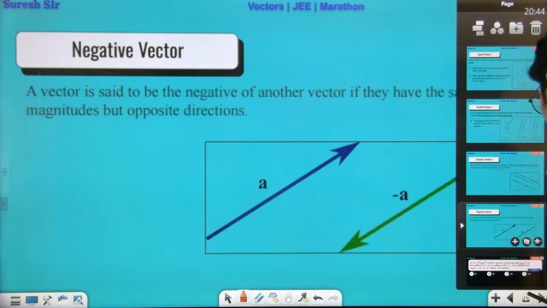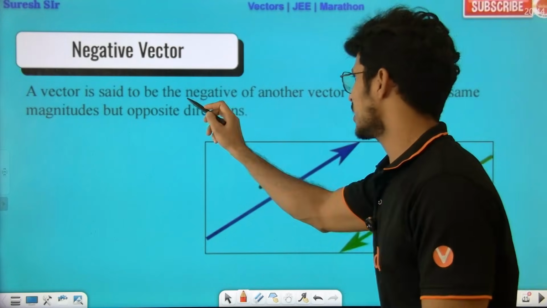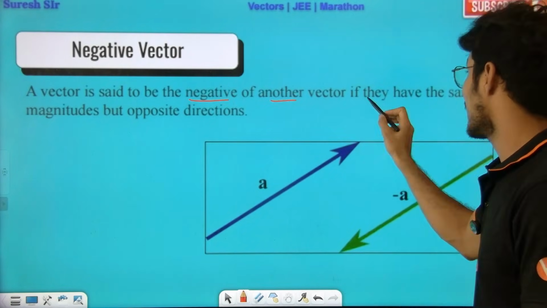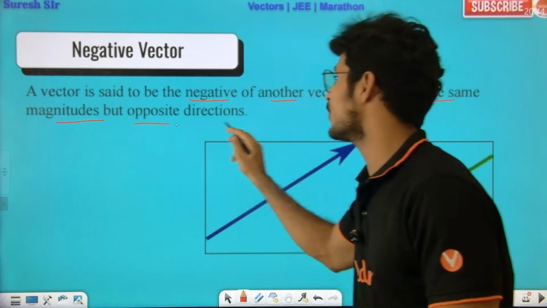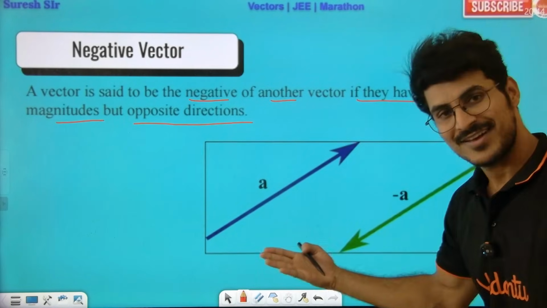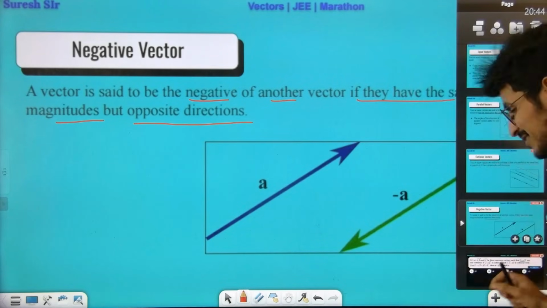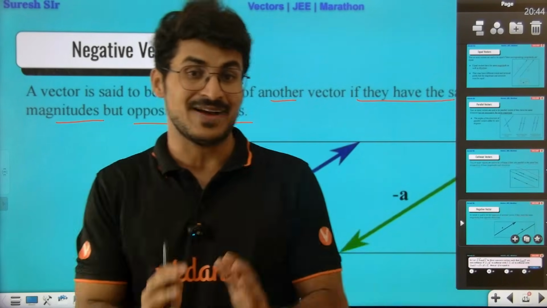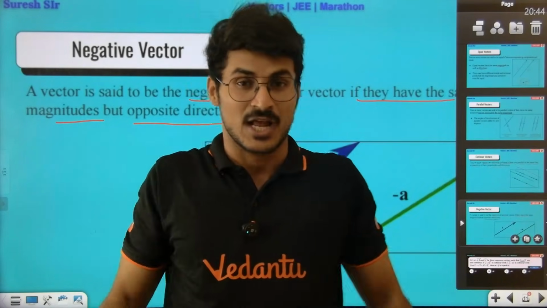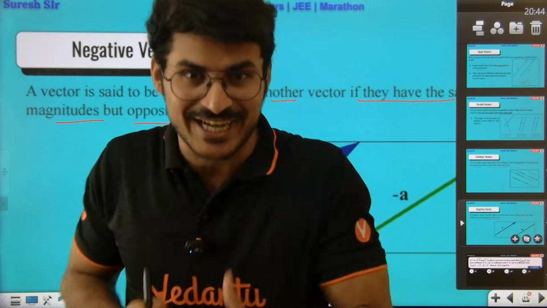Now see, after this we have the negative vector. A vector is said to be negative of another vector if they have the same magnitude but opposite direction. Simple, right? Yes sir. This is enough as far as the definition is concerned. Now we'll straight away get into the questions.